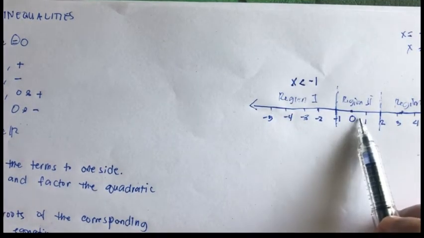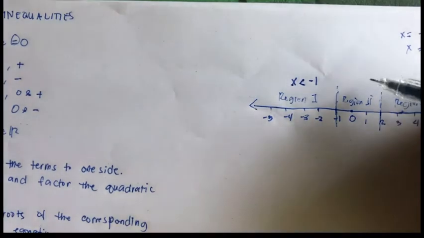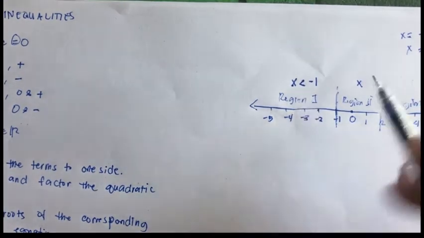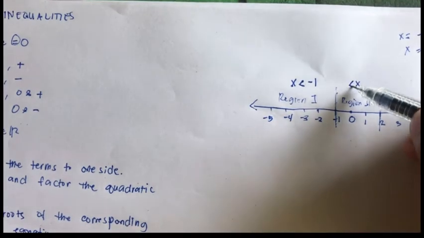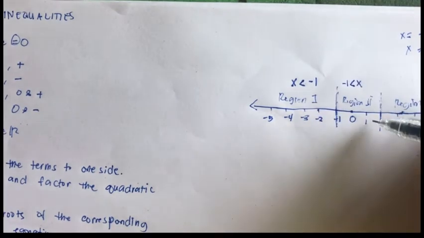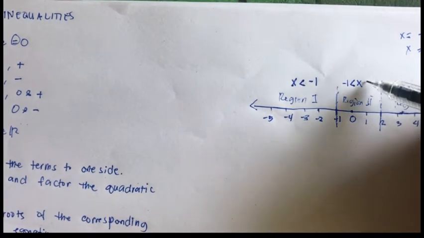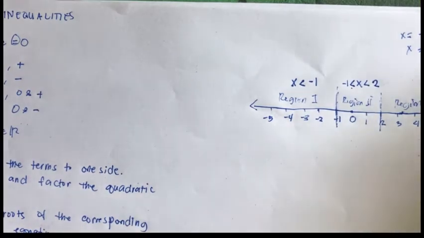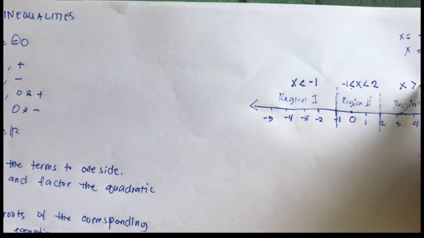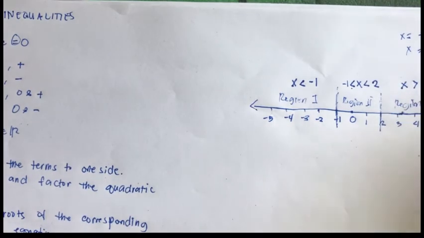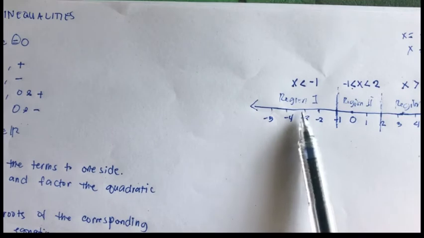On the second region, we have x is greater than negative 1 but less than 2. Now on the third region, we have the value for our x that is greater than 2. Do you follow? So on the first region, these are the values.